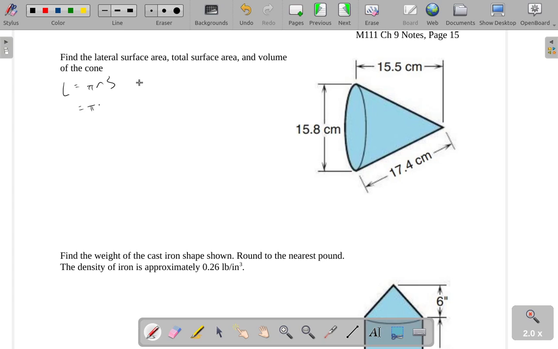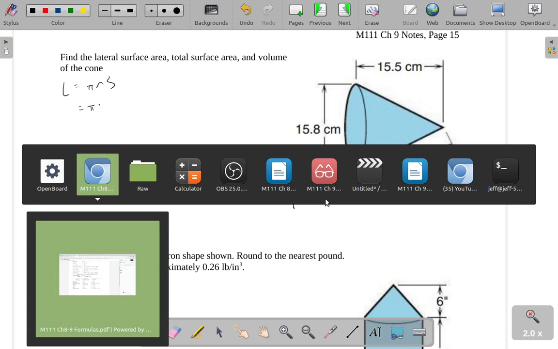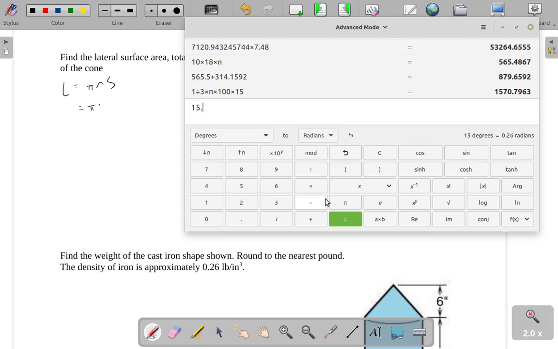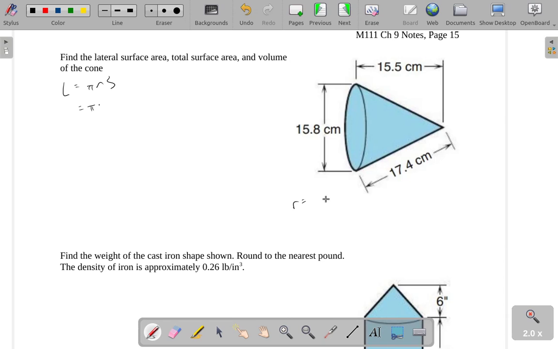So pi times the radius. We're actually not given the radius exactly here. We're given the diameter of this particular cone. So what I'm going to do is divide that by 2 to get the radius. 15.8 divided by 2 gives me 7.9 centimeters, and that's what I'm going to be using for all my formulas.